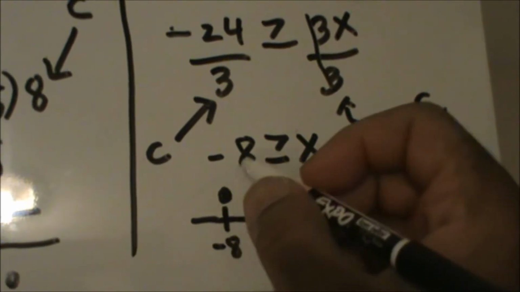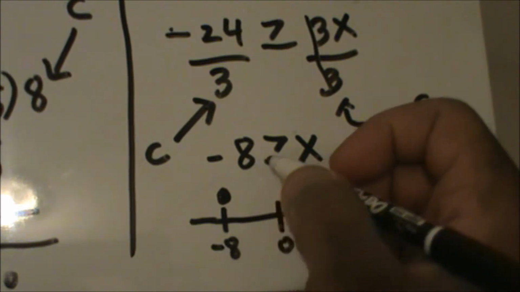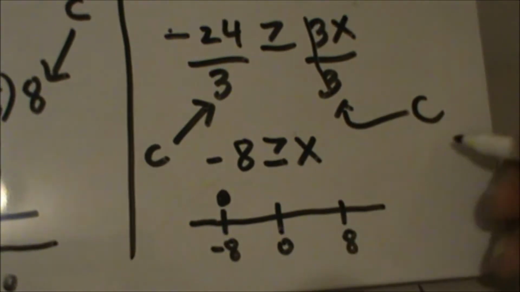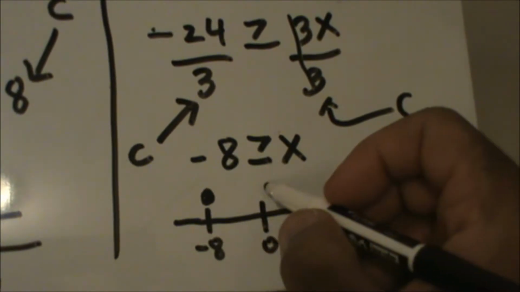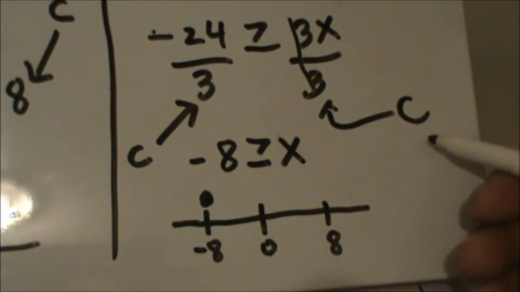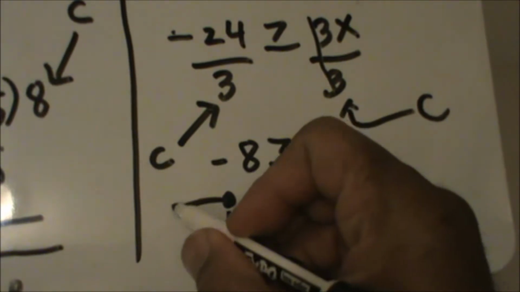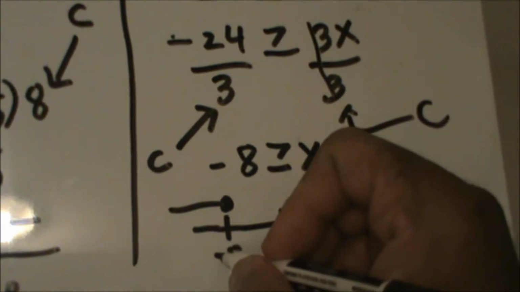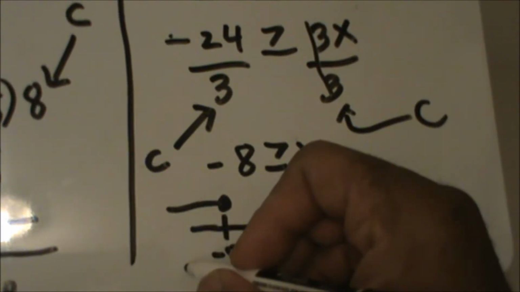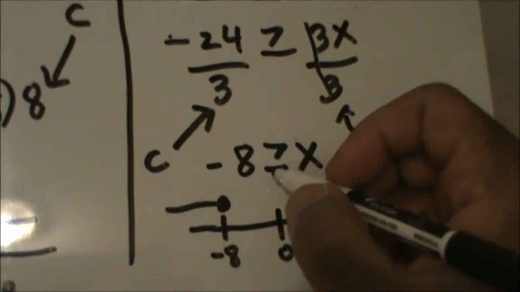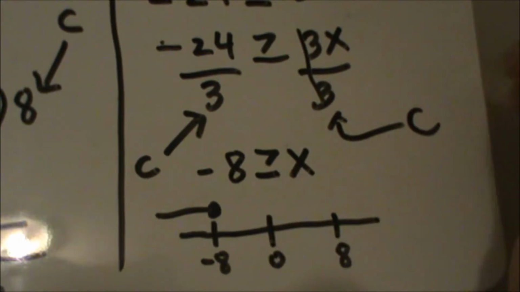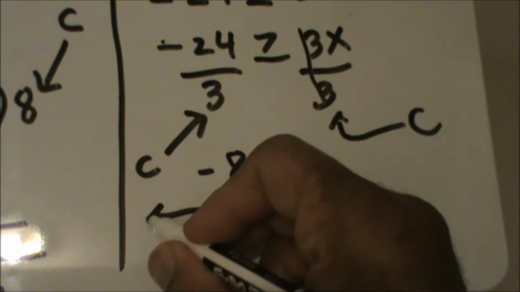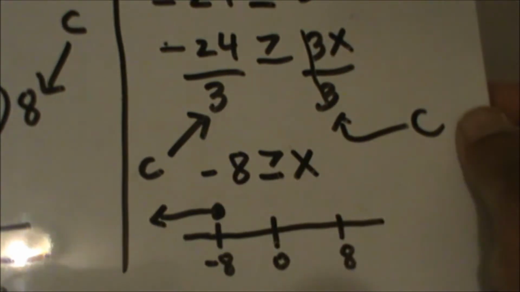And what values make negative 8 greater than or equal to x? We can see here if we go this way, negative 8 is not greater than 0. So that's in the wrong direction. So it has to be this direction. And let's test it. The number after negative 8 is negative 9. Negative 8 is greater than or equal to negative 9. That's true because negative 8 is greater than negative 9. So this is in the direction here, and it's going to go towards infinity.